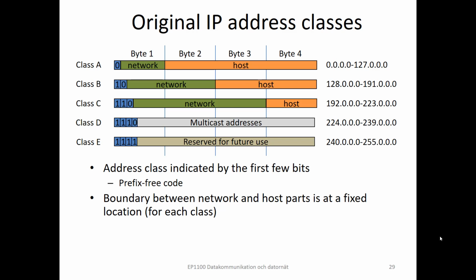And then there are 2 classes that have special purpose. Multicast is a group address where you can reach multiple computers, and then there's a class E which has been reserved for future use, wondering when the future will ever arrive.